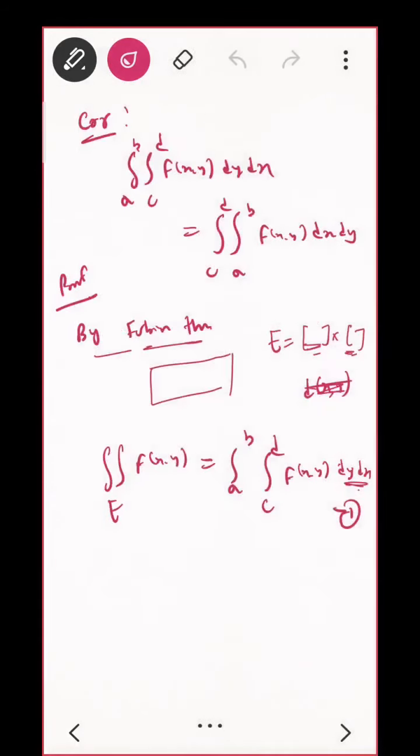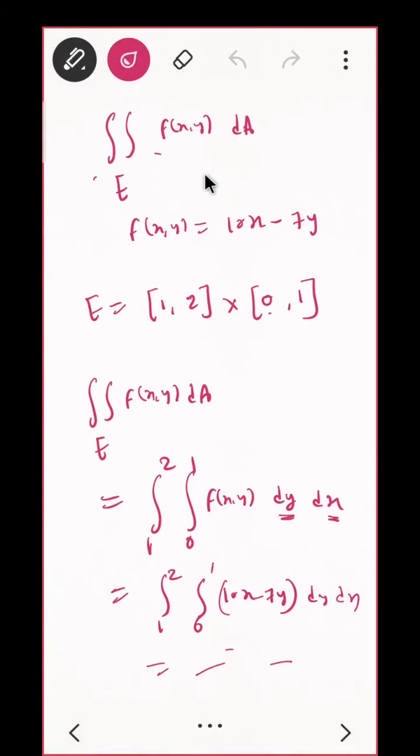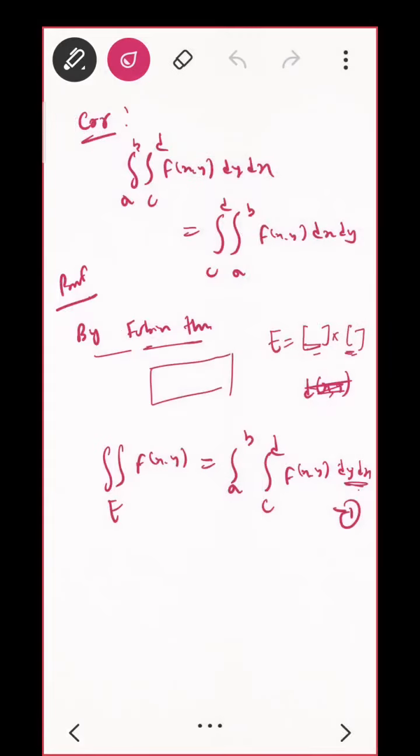This was their example. See, if your question is given something like that over E, then for the x axis you have to see 1 to 2, and for the y axis you have to use 0 to 1. Next, there is a corollary, that is what? E to b c to d f of x y dy dx is the same as c to d, meaning I am exchanging this integral. Correct. This was the theorem.